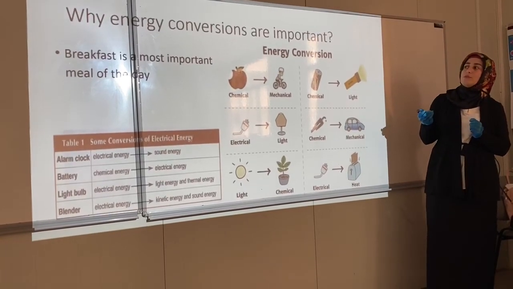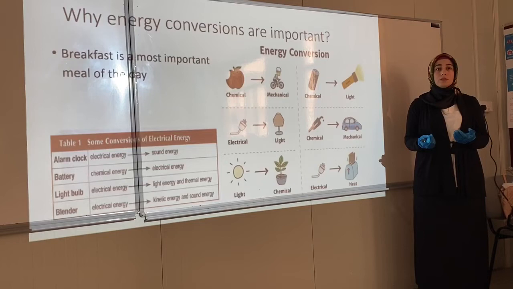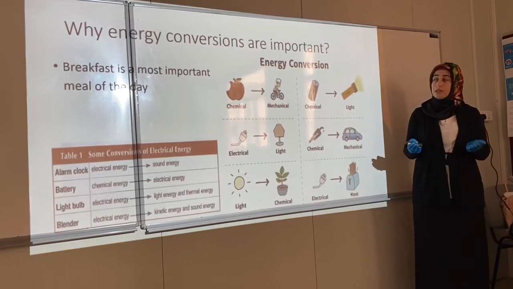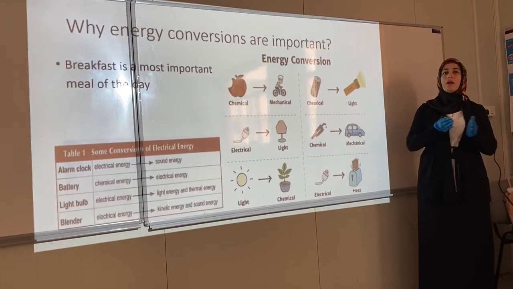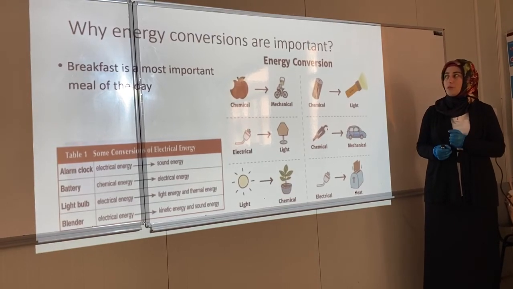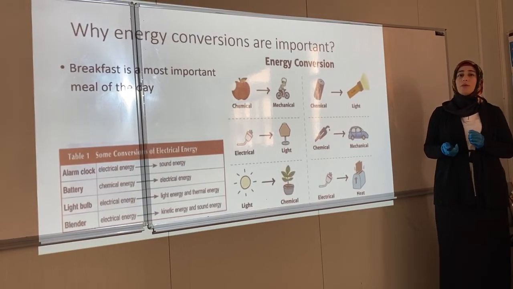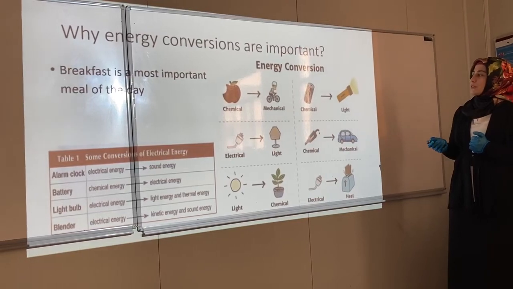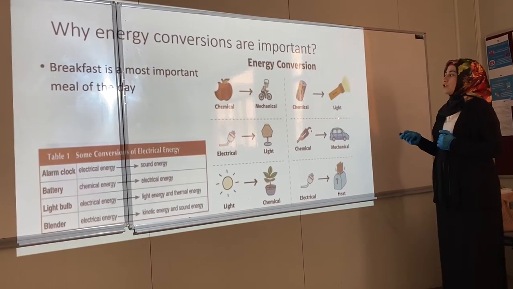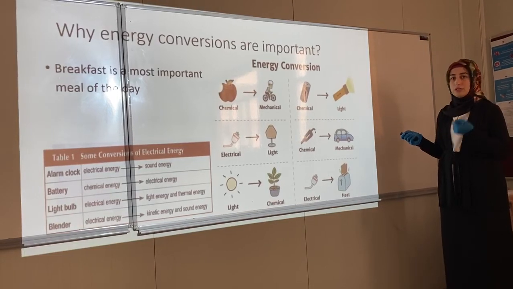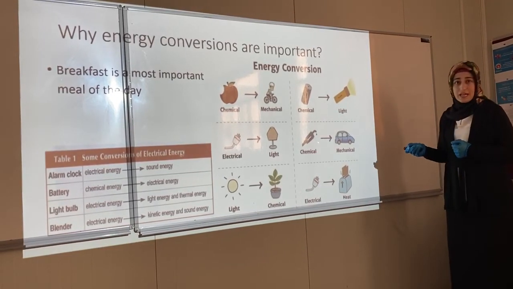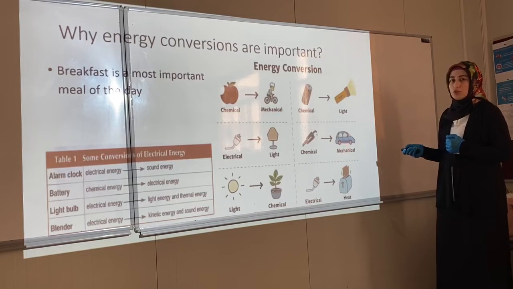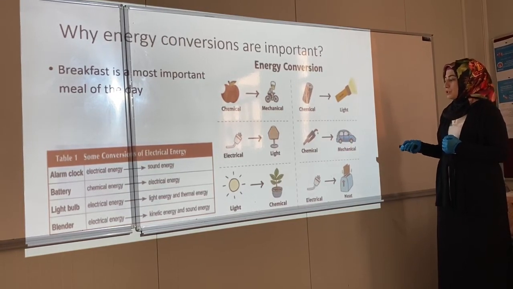The breakfast meal is also important because we get energy from this meal to regulate our body temperature. How? By changing chemical energy to thermal energy. In this way, we can regulate our body temperature. And we have some other examples that we can use during our daily life, like energy conversions. For example, the chemical energy inside a battery is changed to light energy when using a hand light. Chemical energy inside gasoline is changed to mechanical energy, or we should say kinetic energy, during the motion of the car or the working of the engine inside the car.